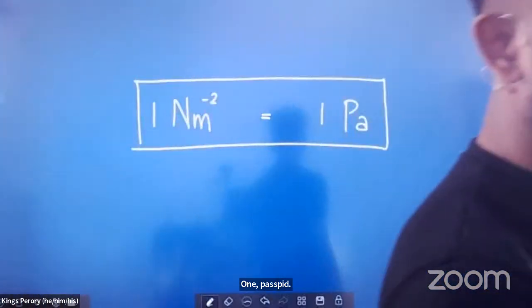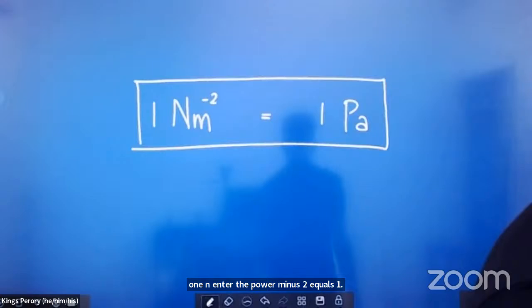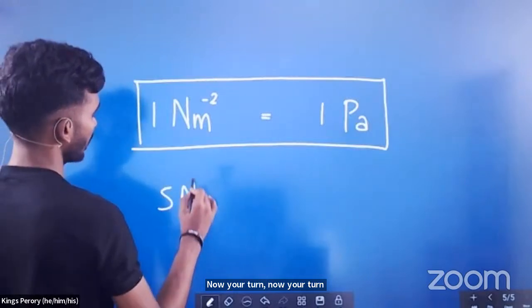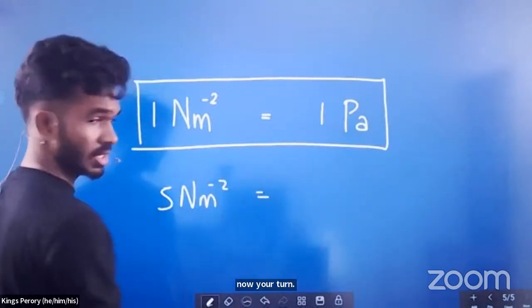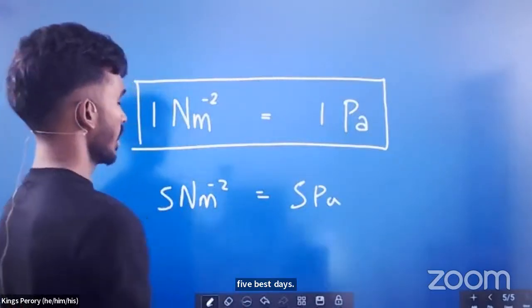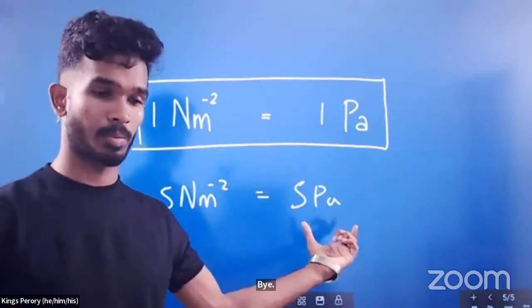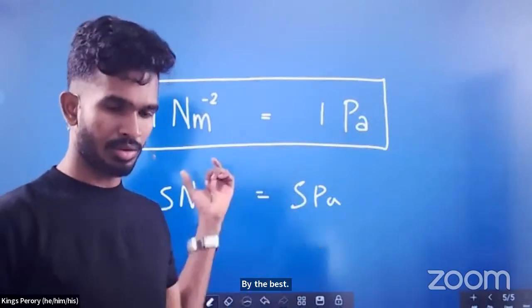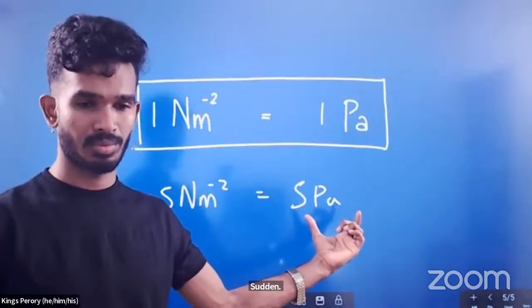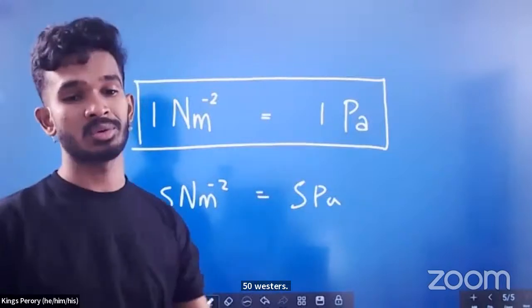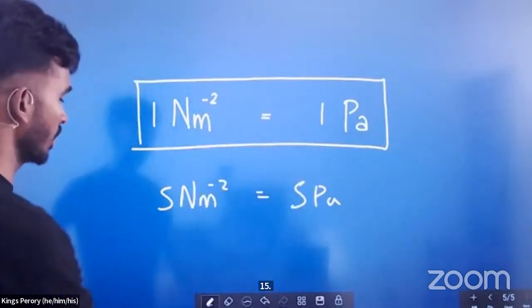Now your turn. Tell me, 5 N m to the power minus 2 equals how many Pascal? 5 Pascal. 10 N m to the power minus 2? 50 N m to the power minus 2? 50 Pascal. They are equal in value. Keep that in mind. These two are equal in value.